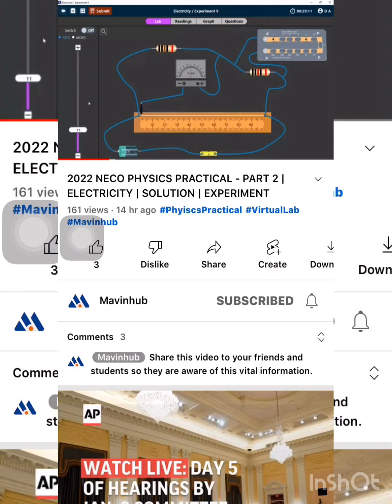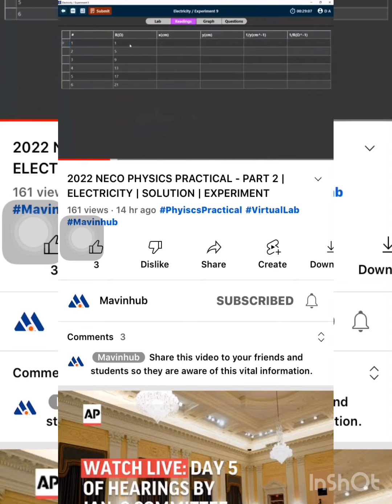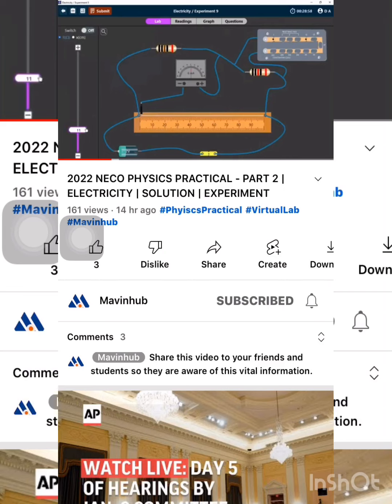Okay, so what we want to do now is to follow this reading. The first reading is when R is equal to 1. So when R is equal to 1, what do we do? We just move this slider to 1 here. So the resistance on the resistance box is 1. So what do you do next?